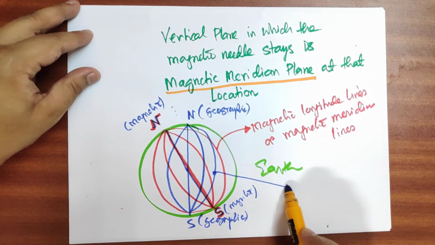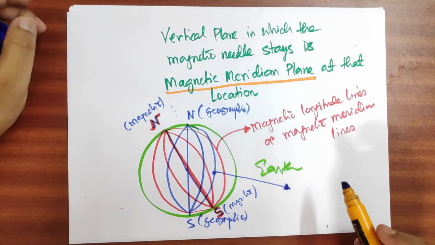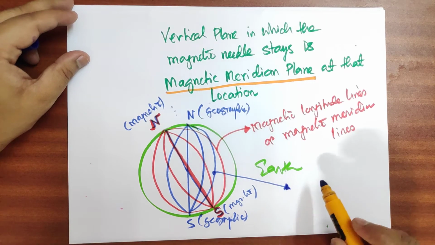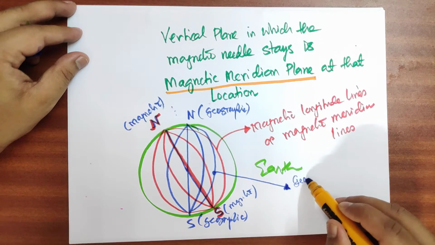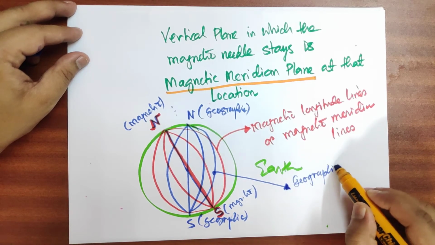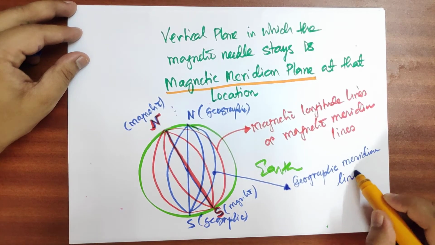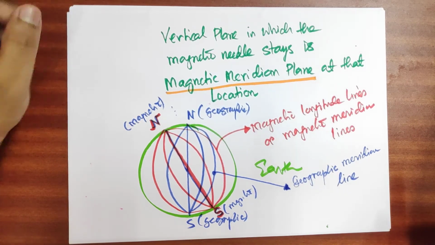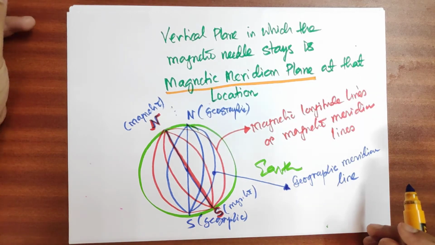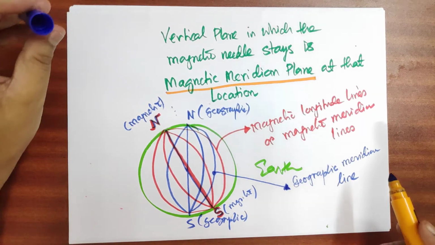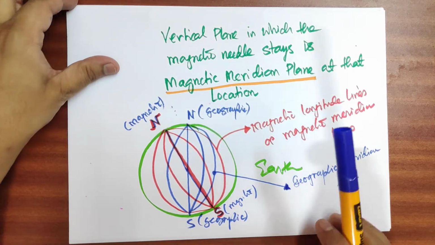So many things in this small place. These are geographic meridian lines. Meridian lines are actually great circles. They join the north pole and the south pole. Great circle means circles of maximum diameter. So these are meridian lines.